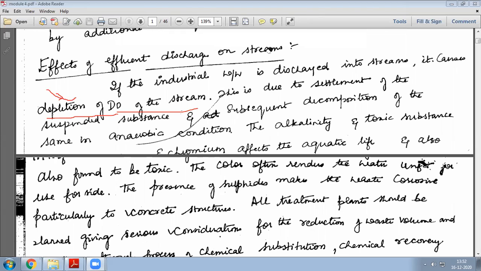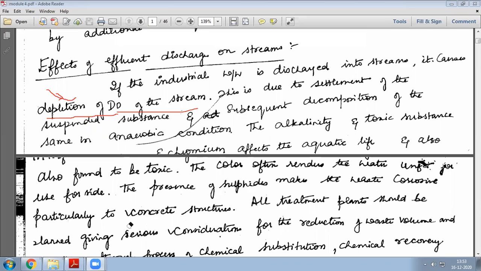If any concrete structure is near that area, or if they build any dam or bridges, and there is sulfide content there, what happens? It will get corroded, right? The building gets corroded. That is why technology is also being built, like sulfide resisting concrete and acid resisting concrete. Many research works are going on based on the conditions that we are seeing. So the presence of sulfide makes waste corrosive, particularly to concrete structures.